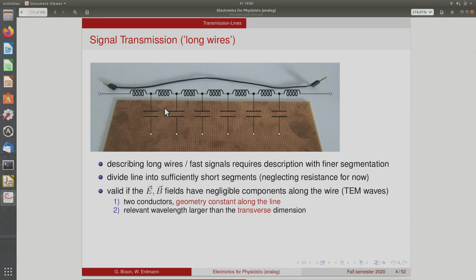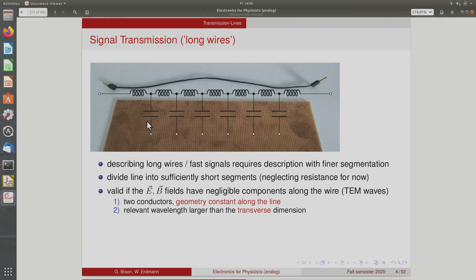This picture of signal transmission along a wire that is modeled only with inductors and capacitors is valid only when the fields that develop around your wire have negligible components along the wire. That is called a TEM wave, a transverse electromagnetic wave. So all the fields are only in the plane perpendicular to your wire. Then you don't need to model any fields that go from here to there. You just need to do this locally and can do it with these components.